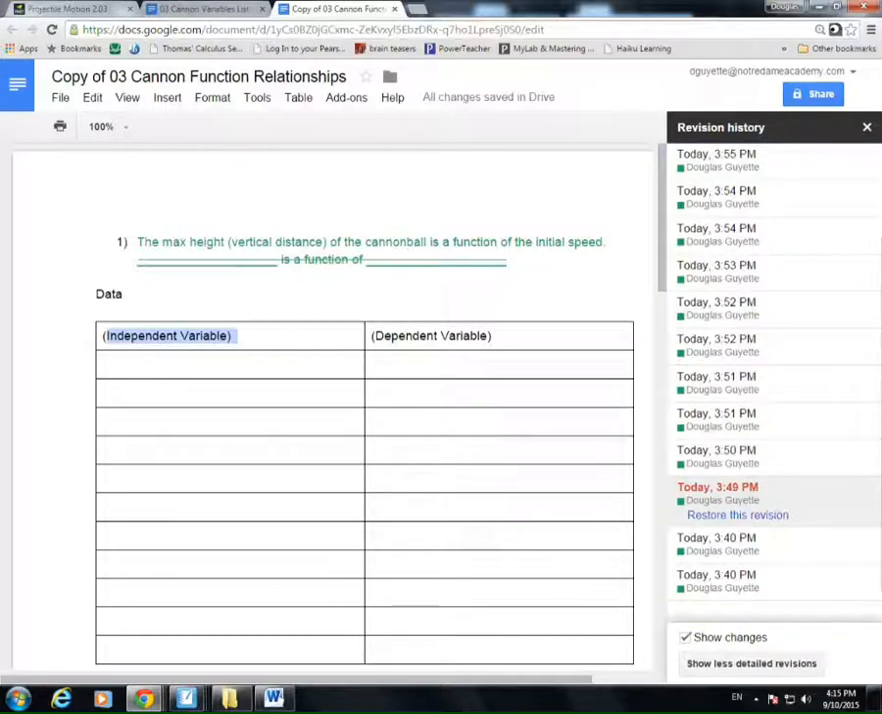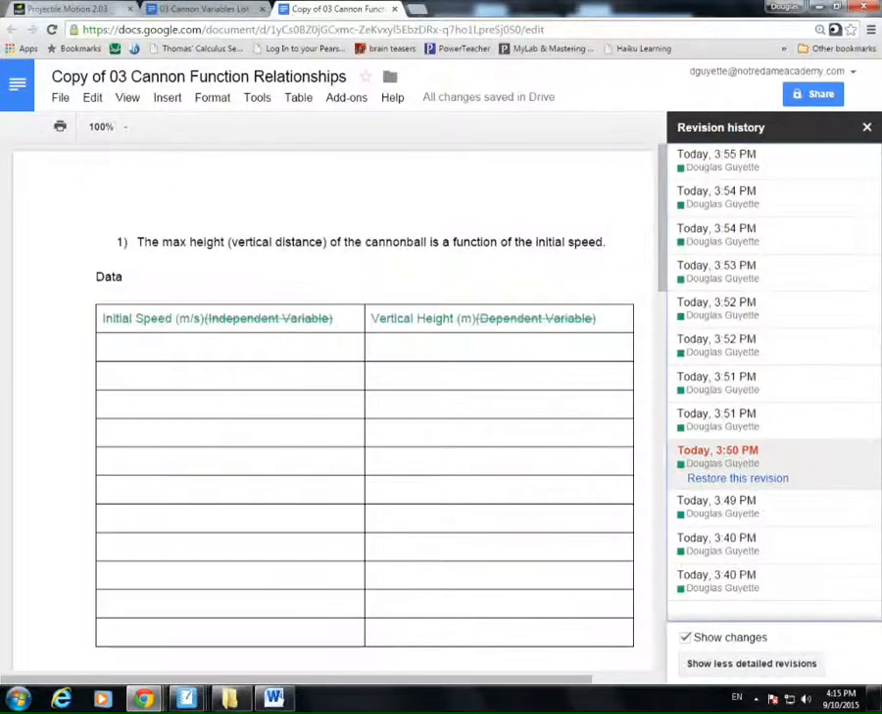Once I have that established, I have to make sure that I label my table correctly. You see right in here. So I'm going to label my initial speed in meters per second as the independent variable, and then my vertical height in meters is going to replace the phrase dependent variable.